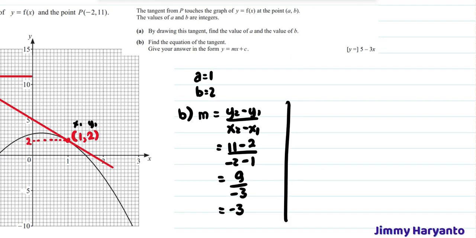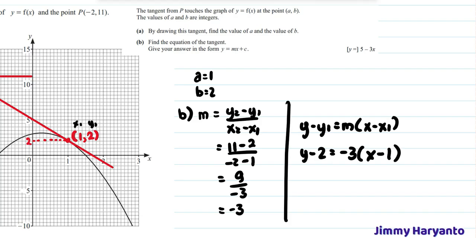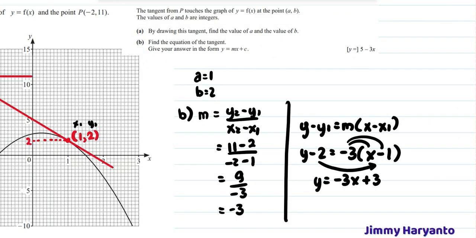Okay, after this, we'll use y equals mx plus c, or maybe y minus y1 equals m times x minus x1. So y minus y1 equals the gradient, negative 3, times x minus x1. When we simplify this, you will have negative 3x and then plus 3. Then you move the 2 to the other side, and it will be y equals negative 3x plus 5. So this is the equation of the tangent.